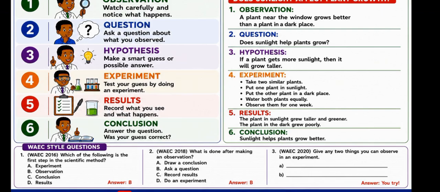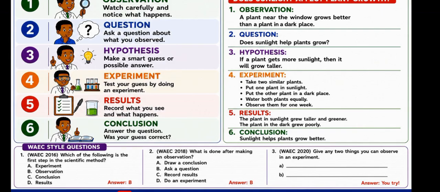Number 4 is experiment, that is, carrying out a test or an experiment to test your guesses. Number 5, results, which means recording what you see and what happens. Number 6, conclusion. Conclusion meaning getting your final answer and answering the question if your guess was correct or not.